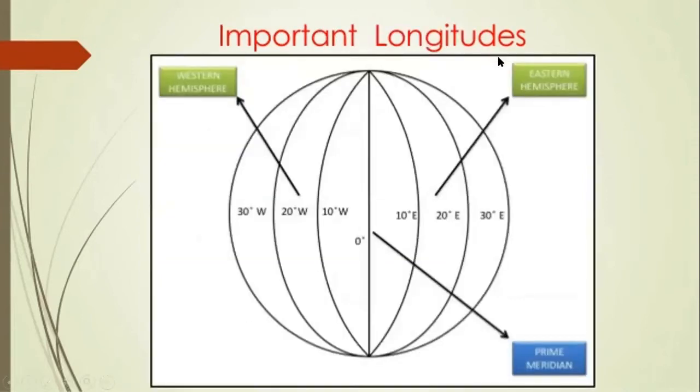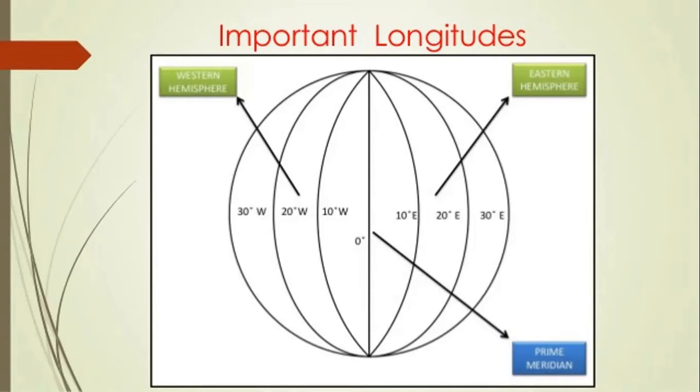These are the important longitudes we have. These are again reference lines. They are vertical, they are not horizontal. They are semicircular. If you have listened correctly, the previous ones, the latitudes, were circular, but longitudes are semicircular. They are not parallel to each other. They intersect at the North Pole and they intersect at the South Pole.